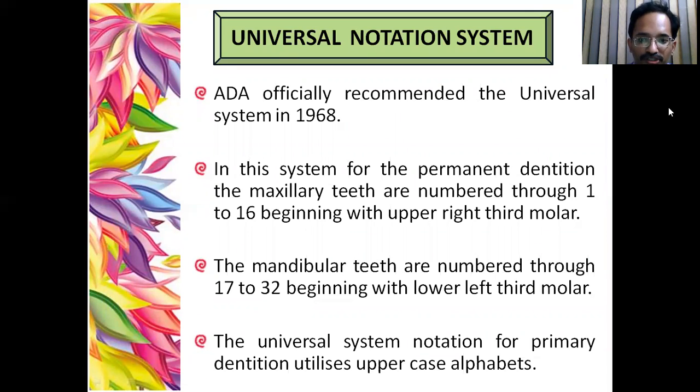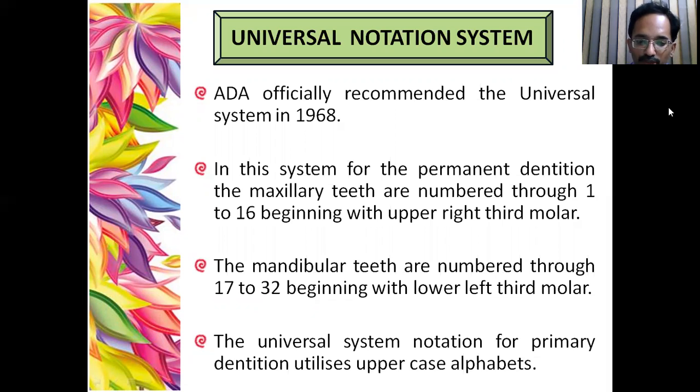Next is the universal notation system. ADA officially recommended the universal system in 1968. In this system for the permanent dentition, the maxillary teeth are numbered 1 to 16, beginning with the upper right third molar. The mandibular teeth are numbered 17 to 32, beginning with the lower left third molar.